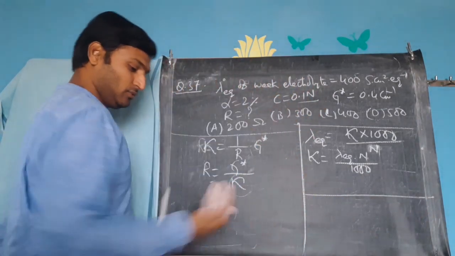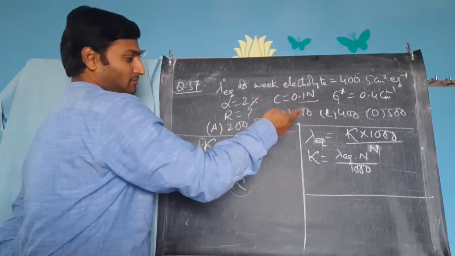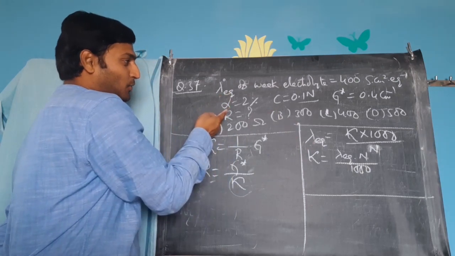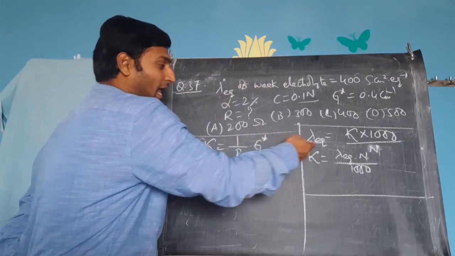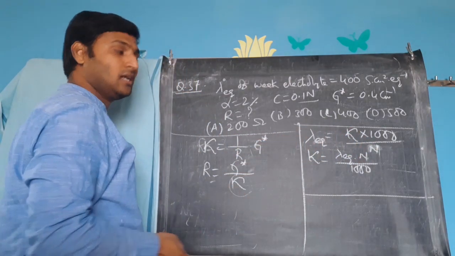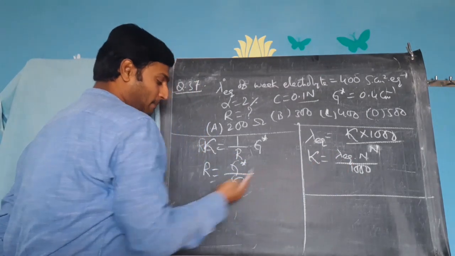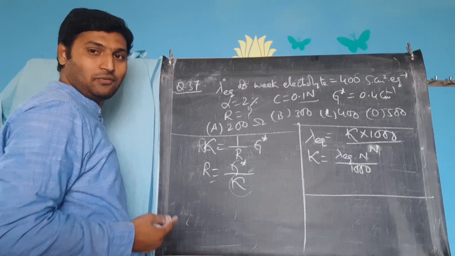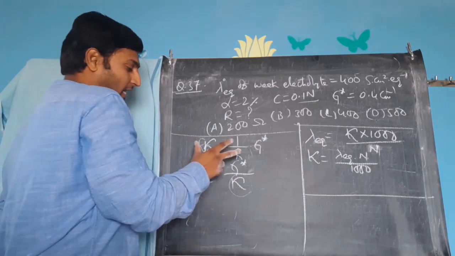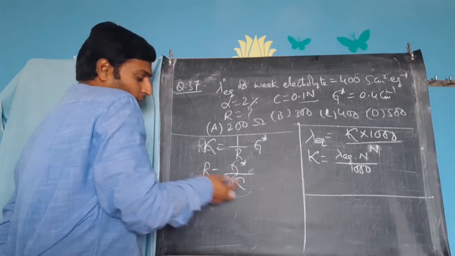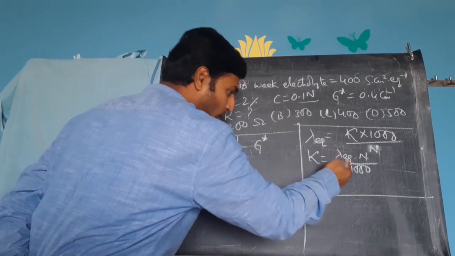Now what you need to do? Sorry. Reverse strategy. From alpha value and this limiting lambda equivalent value, we will calculate lambda equivalent at this concentration. From lambda equivalent at this concentration, we will calculate kappa. From kappa, we will calculate R. That's all, reverse. So I told you always, begin with the end in mind. Write the final one required. To calculate that, what do I need? This I need. To get this, what do I need? This I need. To get that, what do I need?